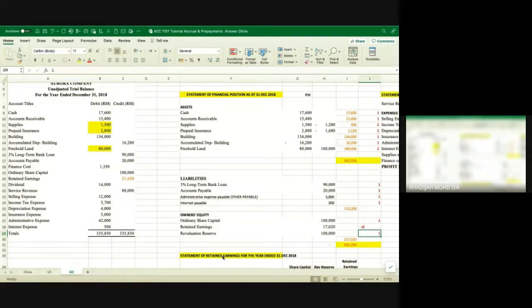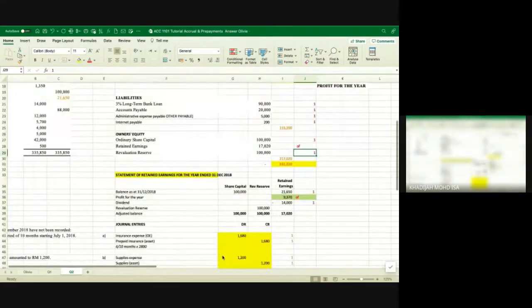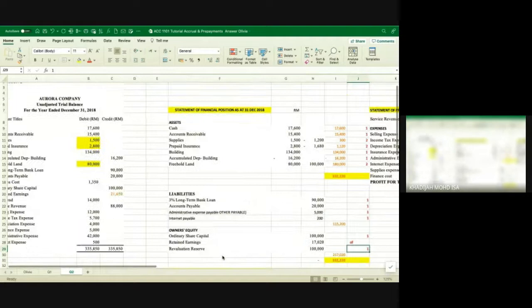Okay. So now, I want you to try my method. Based on the unadjusted trial balance, you prepare the statements accordingly. Then only you start your journal entries. Based on those journal entries, you just plug into the respective accounts. Then you get the adjusted figure. Then you finalize your accounts. Can you do that? Okay, now let's do question number 1.